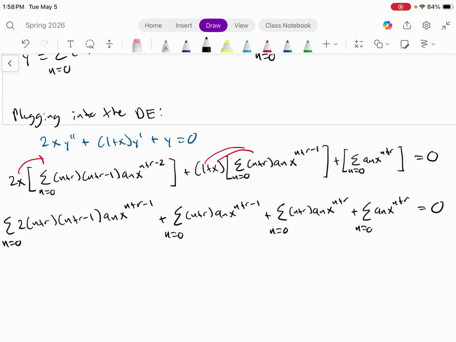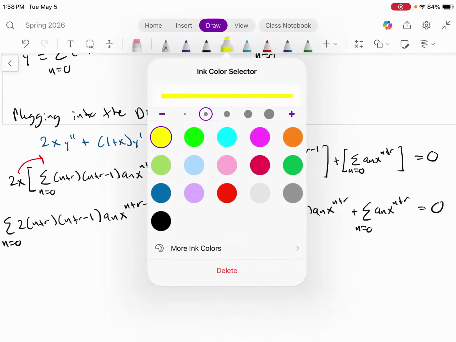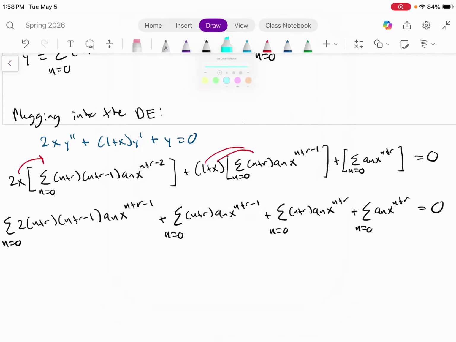The good thing about it is we can start combining some things. Notice here that my first 2 terms are x to the n plus r minus 1, both starting out at n equals 0. So what I can do with these two series is combine them.